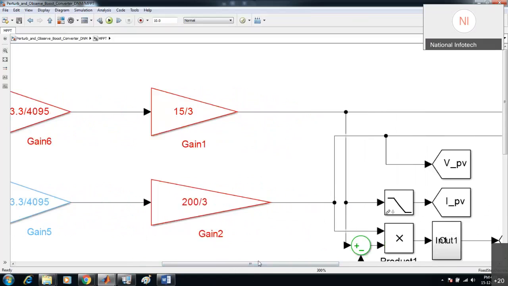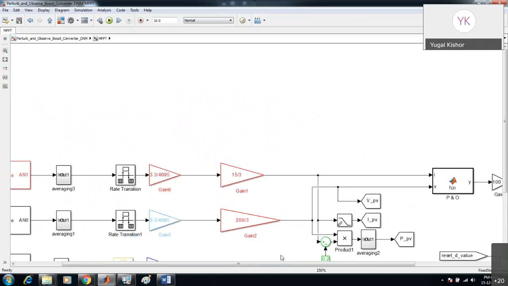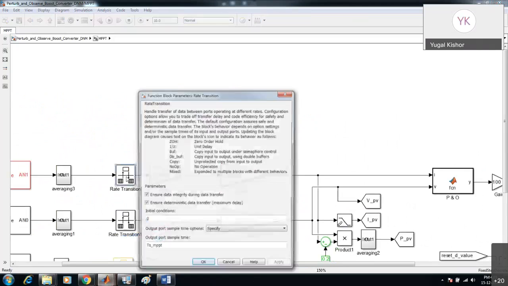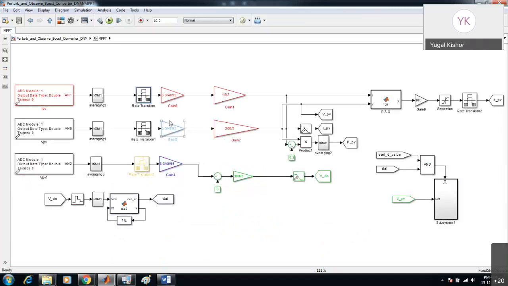Is it clear? Sir, the rate limiter will limit the upper sample and lower sample, right? No, it is rate transition, not rate limiter. It is also kind of similar to a zero order hold. It matches the timing between these two. It doesn't have that much functionality. So this is understood.